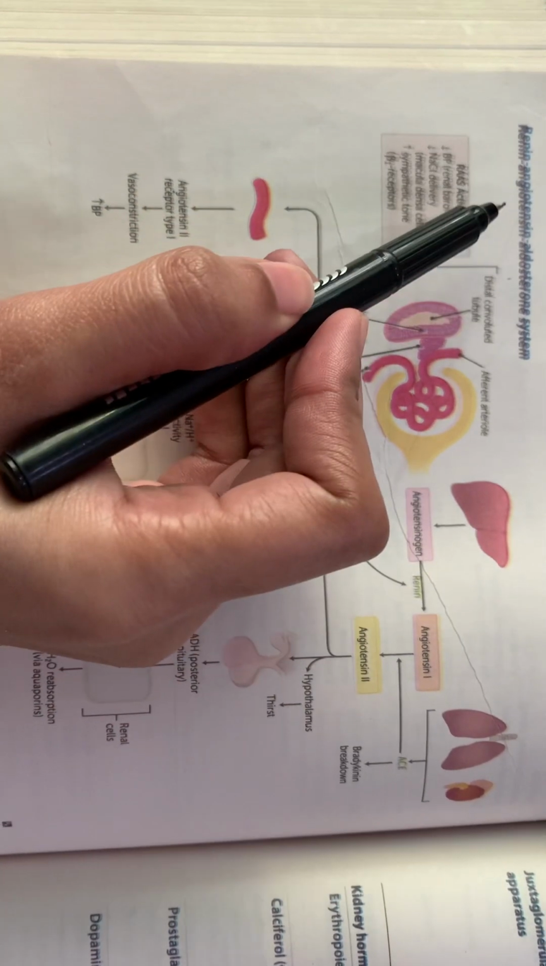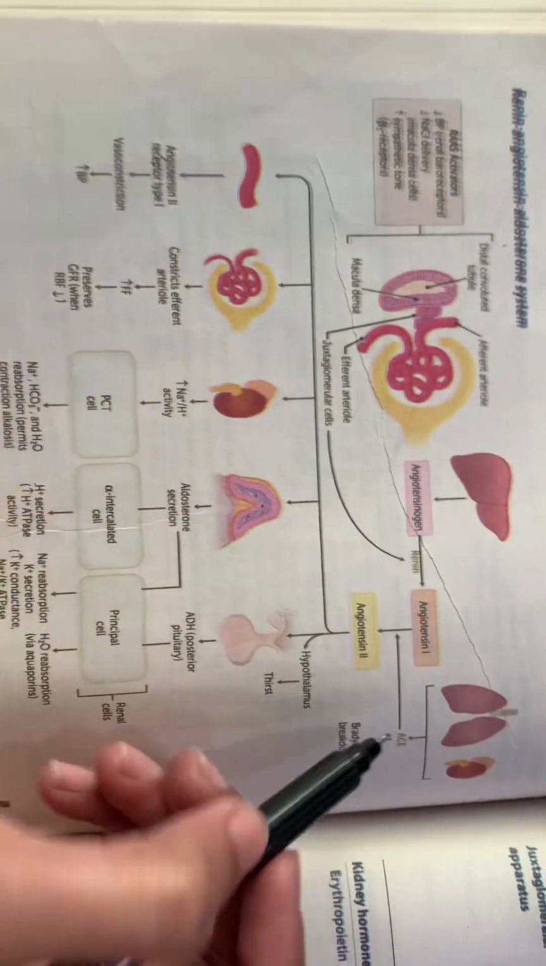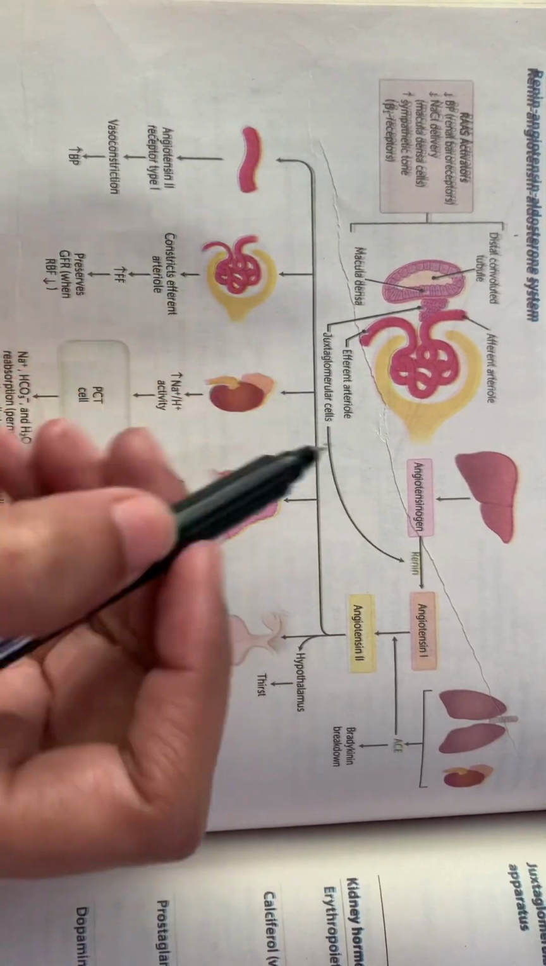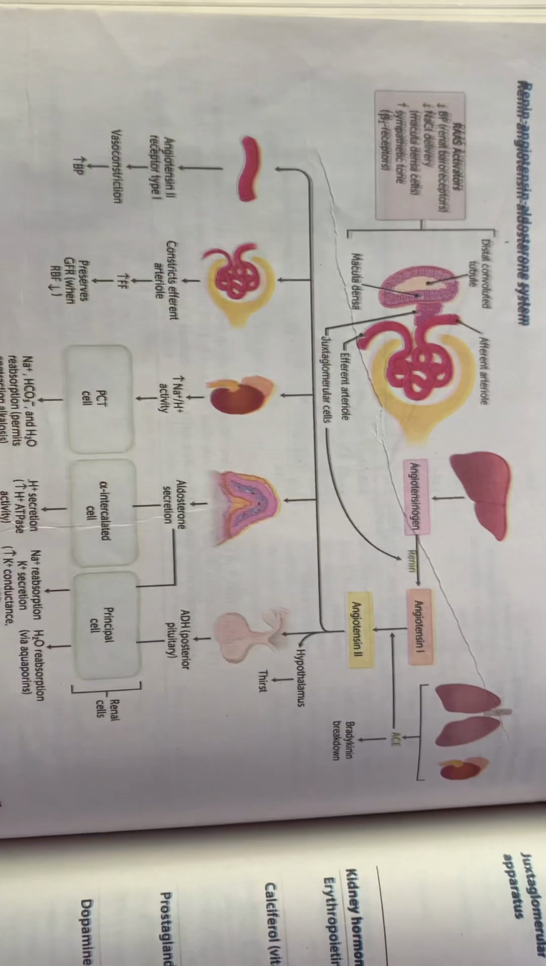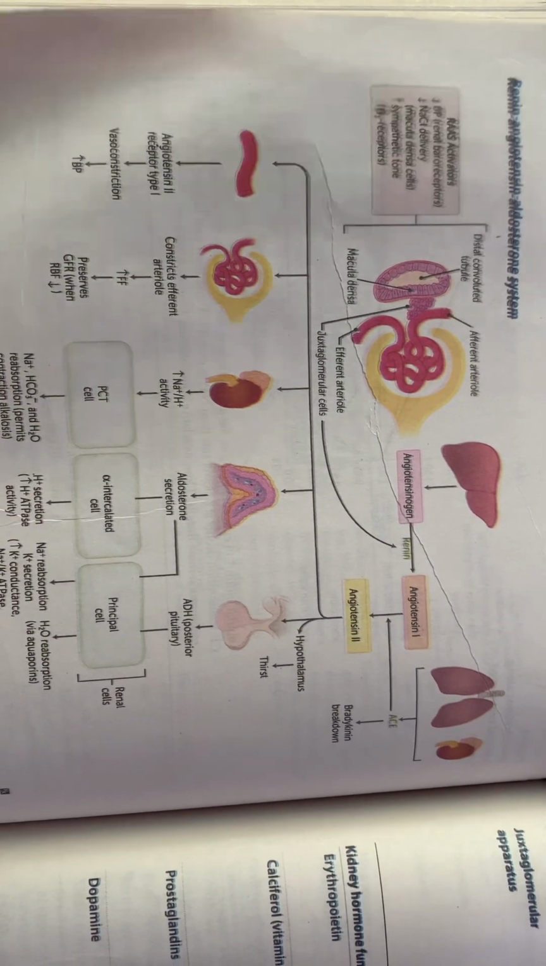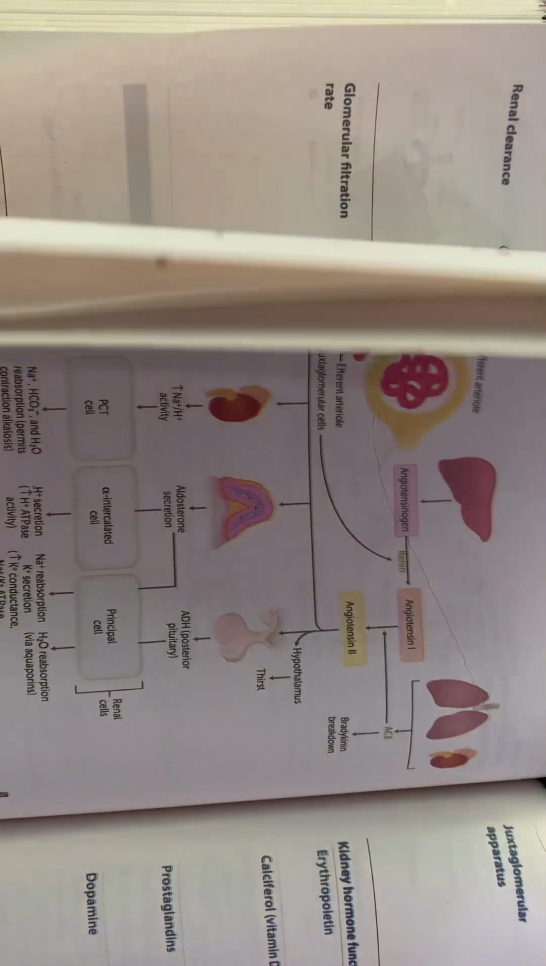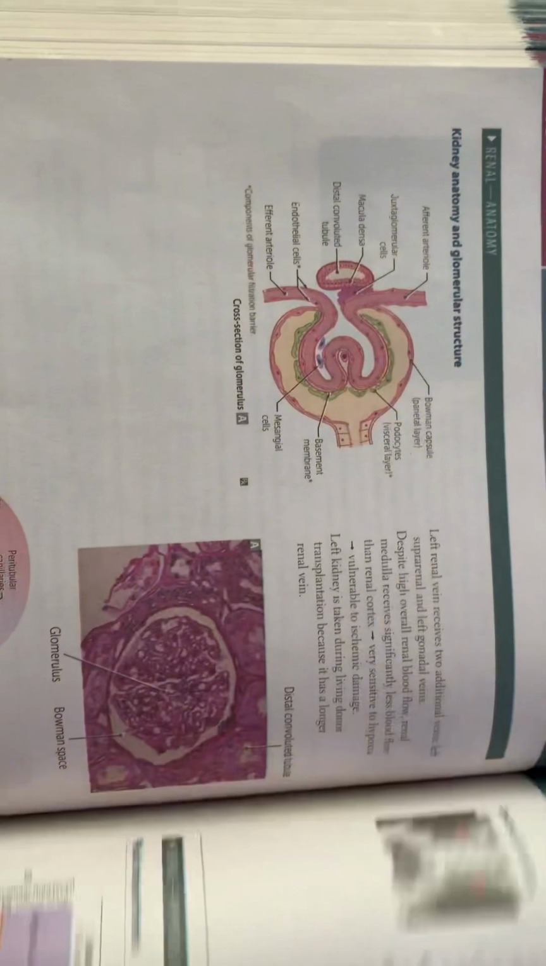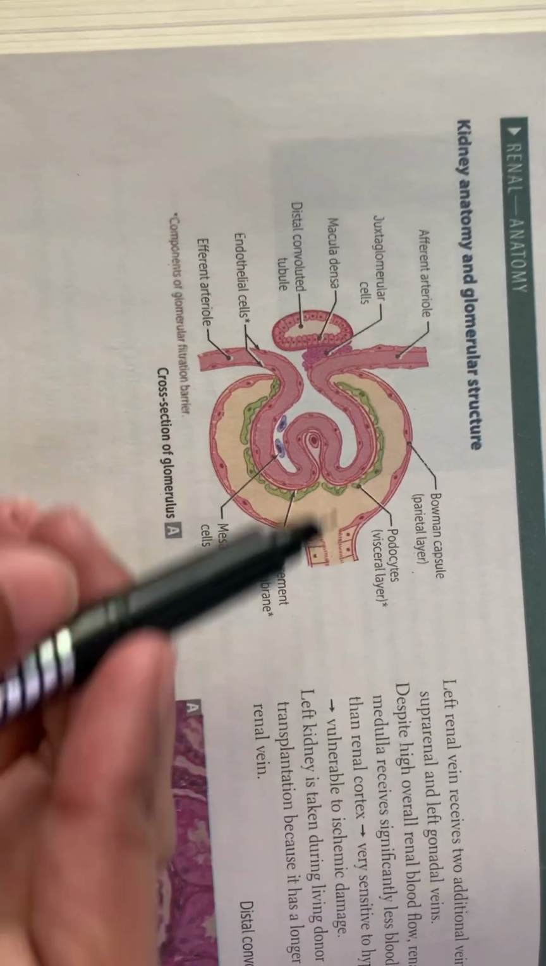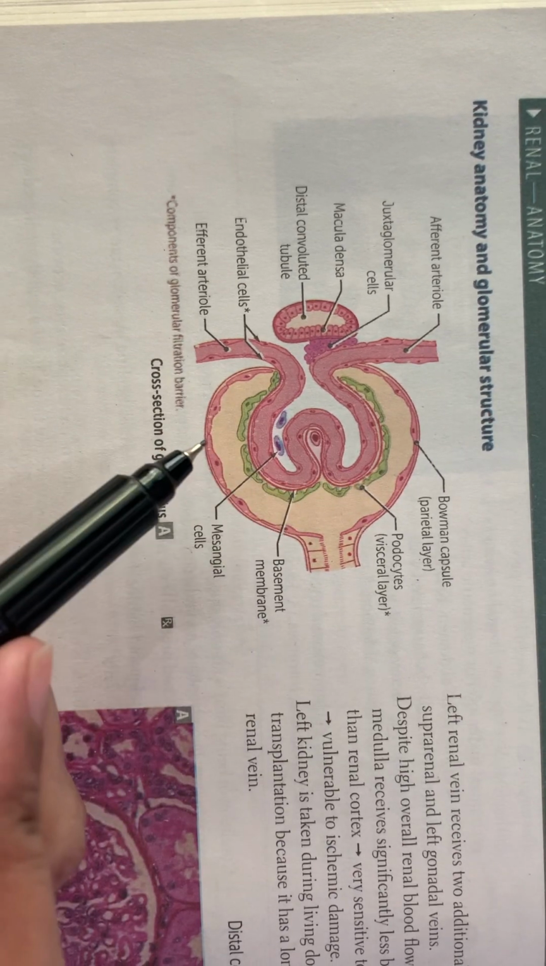Today we are going to learn the Renin Angiotensin system. To understand it better, first of all we will learn the microanatomy of the nephron of the kidney. So this is the kidney anatomy and glomerular structure.